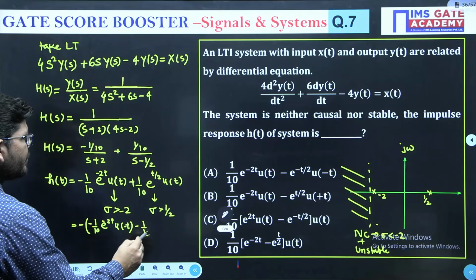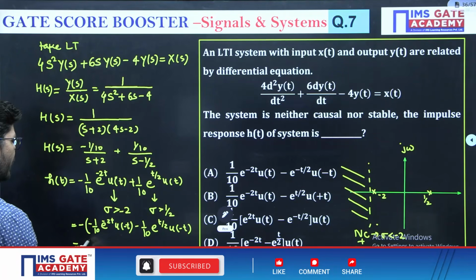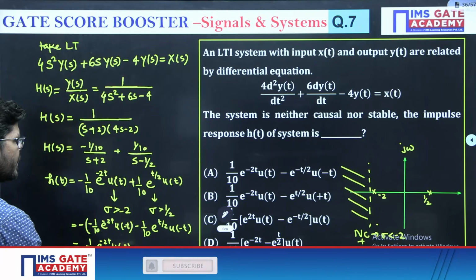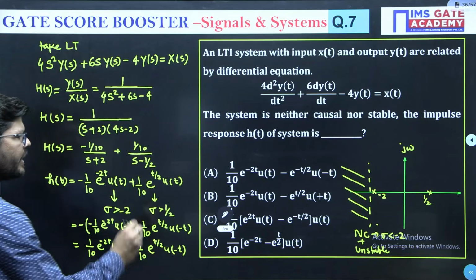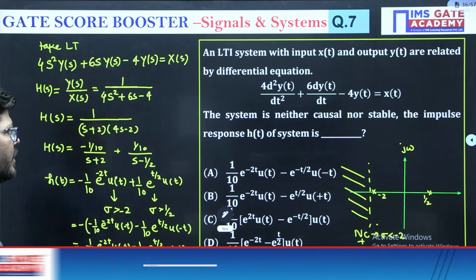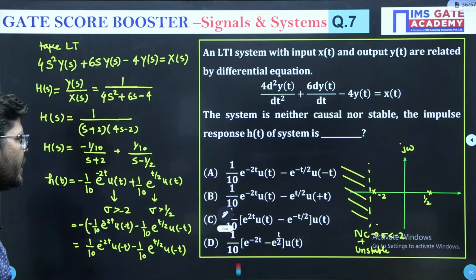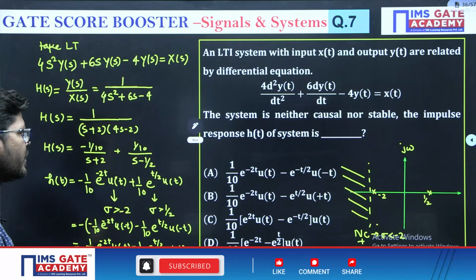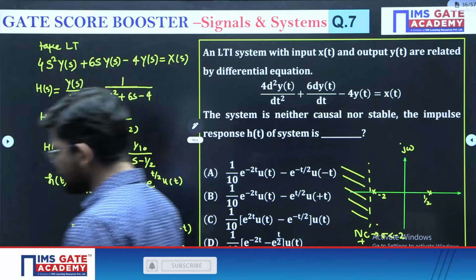Here also you will do the same thing. u(t) will be written u(-t). So what we will get? We will get 1/10 e to the power minus 2t u(-t) minus 1/10 e to the power t/2 u(-t). Correct? This will be the answer. So is it matching with any of the options?